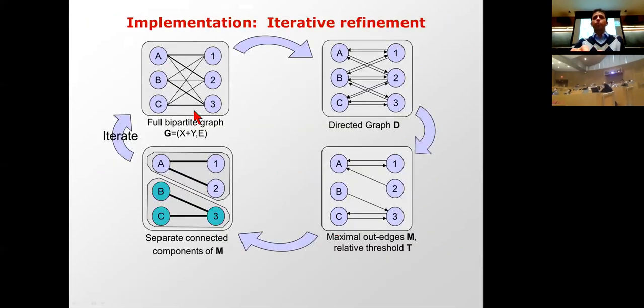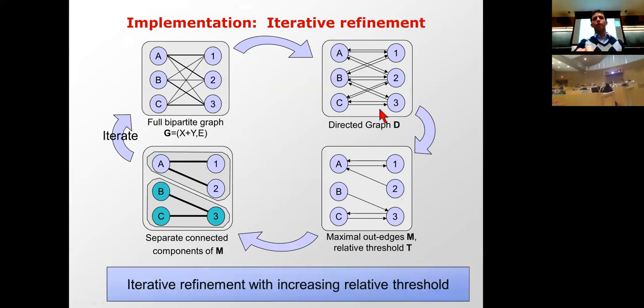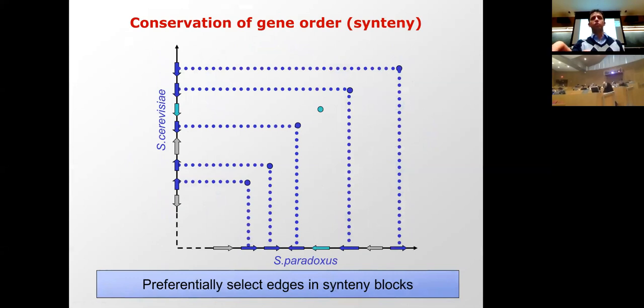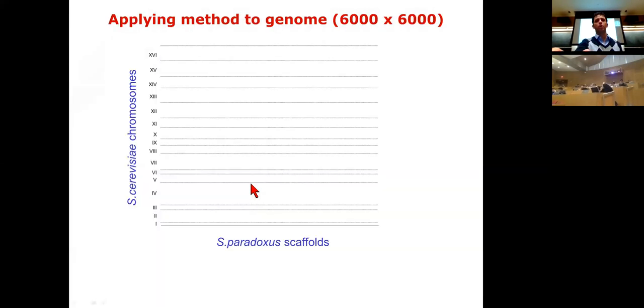So what we can do is construct a full bipartite graph, turn that into a directed graph, and then look for best matches in each direction. And then figure out what the maximum out edges are above some threshold. Once you have that, you can separate the connected components, and that effectively gives you your best unambiguous subgroup. Then you can change the threshold as you figure out the best matches, start lowering that threshold, and keep iterating with a different threshold each time to capture effectively every genome. So that allows you to start resolving that similarity. And the additional piece of information that you can use is the synteny, the fact that genes tend to maintain the same order across species.